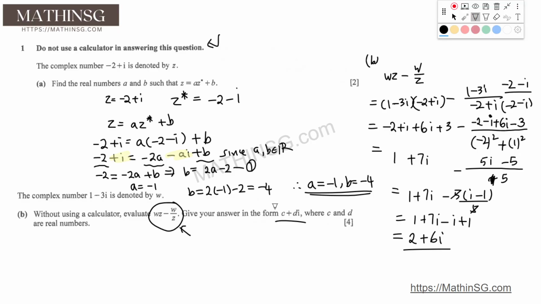Okay, and they want you to write in the form c plus d i, where c and d are real numbers. So you can write c equals 2, d equals 6. All right.